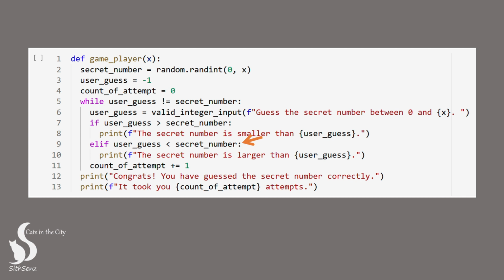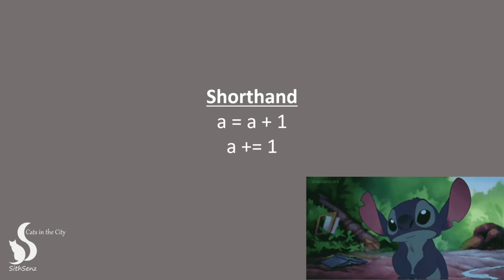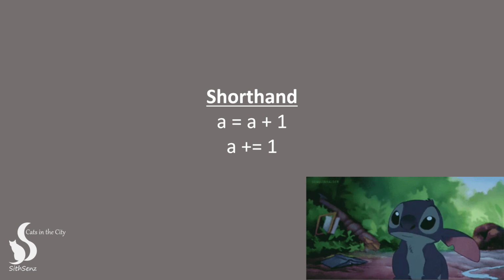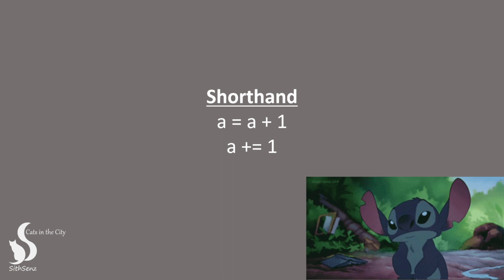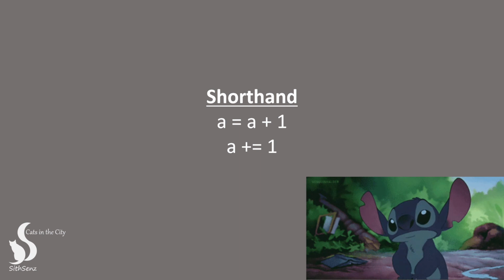In addition, we incorporated the count_of_attempt inside the while loop to keep track of the number of guesses made by the user. The += operator is a shorthand notation for incrementing a variable by a given value. For instance, the expression a += 1 is equivalent to a = a + 1. We utilized this shorthand notation to update the count of attempts each time the user guesses the secret number. So, if the user guessed the secret number correctly, the while loop will not execute and the user wins the game. We'll also tell the user the number of attempts before they succeeded in guessing the secret number correctly.